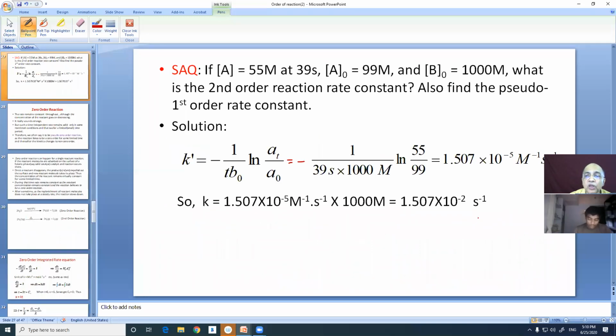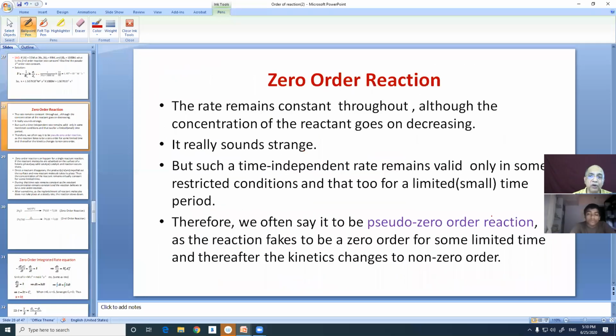Now you will do all this at home. Then we talk about zero order. Leave a space. Then we talk about zero order reaction. If you can save time, then I will be asking you to write all these things. But we have a lot of things to do.